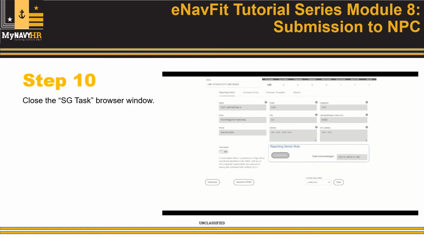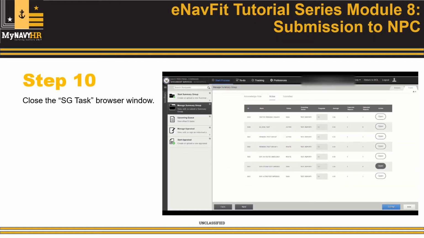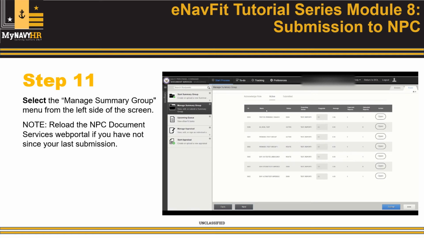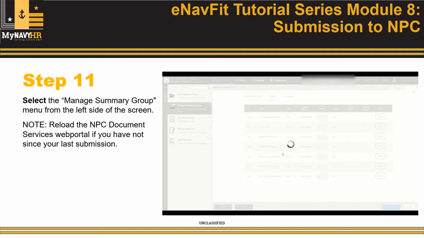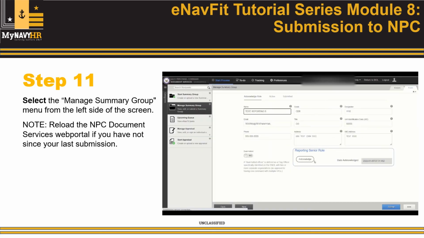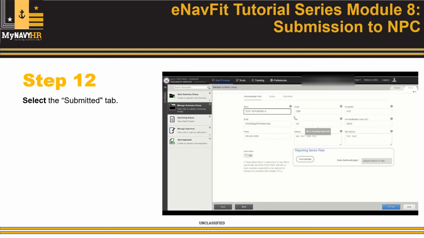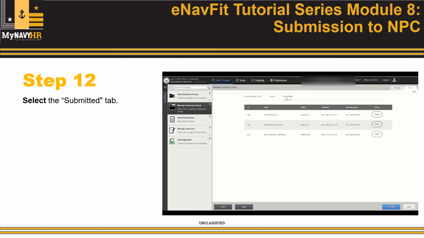Step 10. Close out of the SG Task Browser window and return to the NPC Document Services menu. Step 11. To review the status of submitted reports, select Manage Summary Group. Note that you will need to refresh your Document Services web portal if you have not done so since your last submission. Step 12. Select the Submitted tab. Step 13. Verify that the summary group is in a submitting or submitted status.